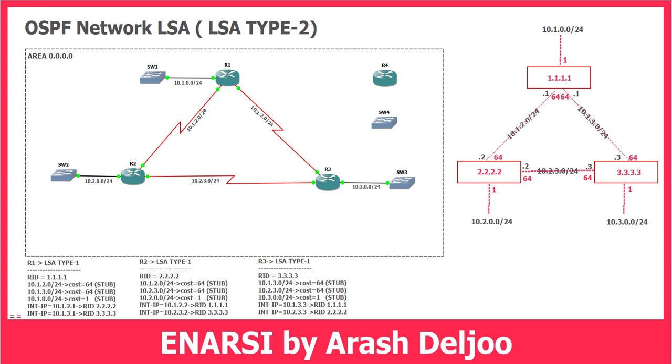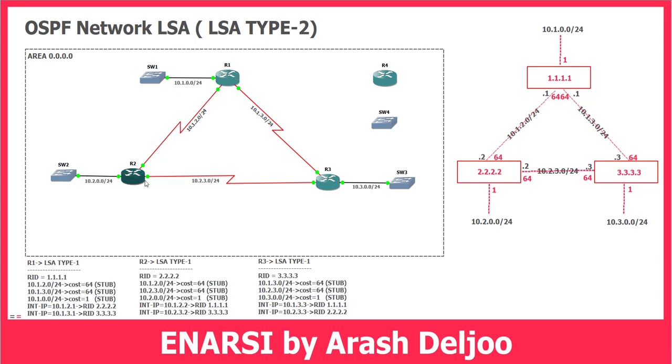Let me review the first scenario. After that, we can start talking about the LSA type 2. Here we have again a similar scenario: R1, R2 and R3. You know that here we have only one area. This is a single area 0 or area quad 0.